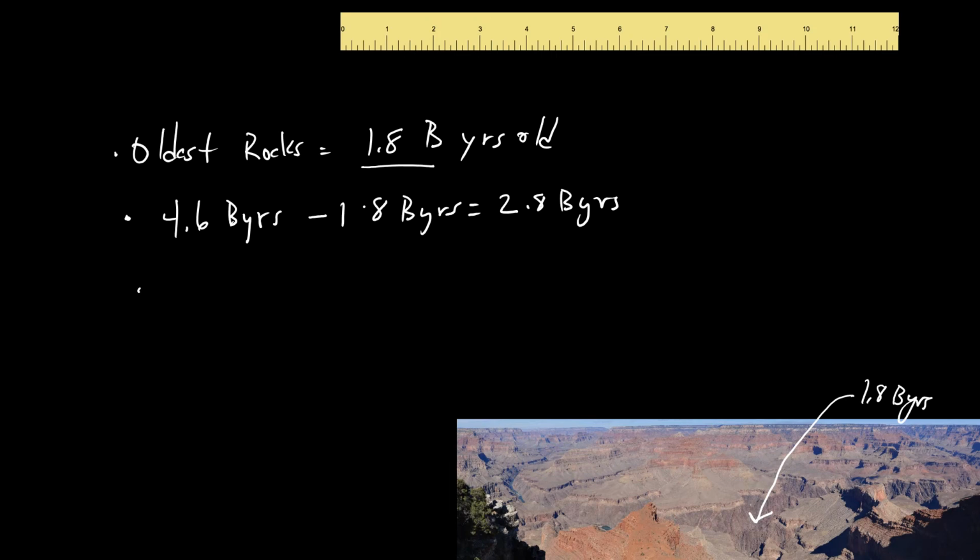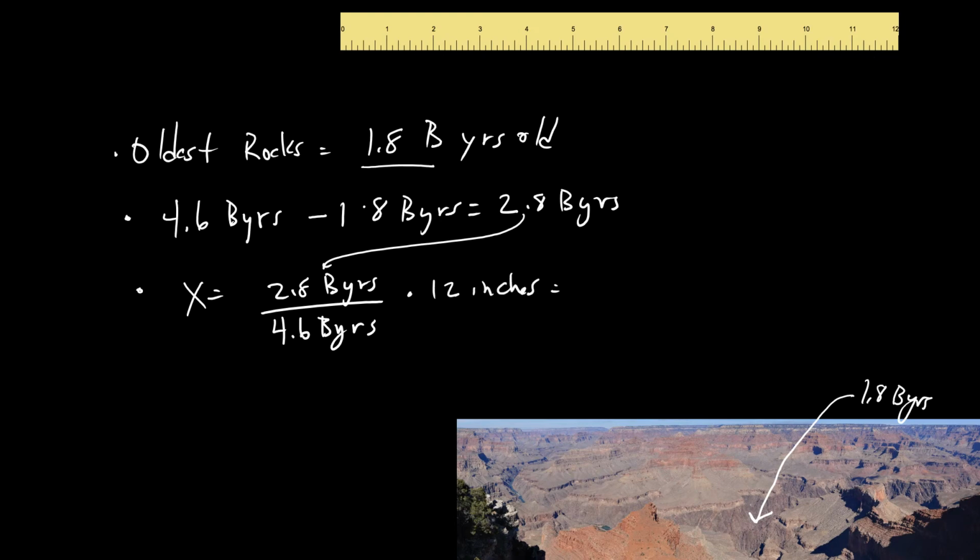Where does that occur on our ruler timescale? We take x, we take our new number, 2.8 billion years, divide by the total age of the Earth, 4.6 billion years, multiply by 12 inches, and we get 7.3 inches. So the beginning of the ruler represents the formation of the Earth. The end of the ruler represents present day, and these rocks formed a little bit more than halfway through the history of the Earth.